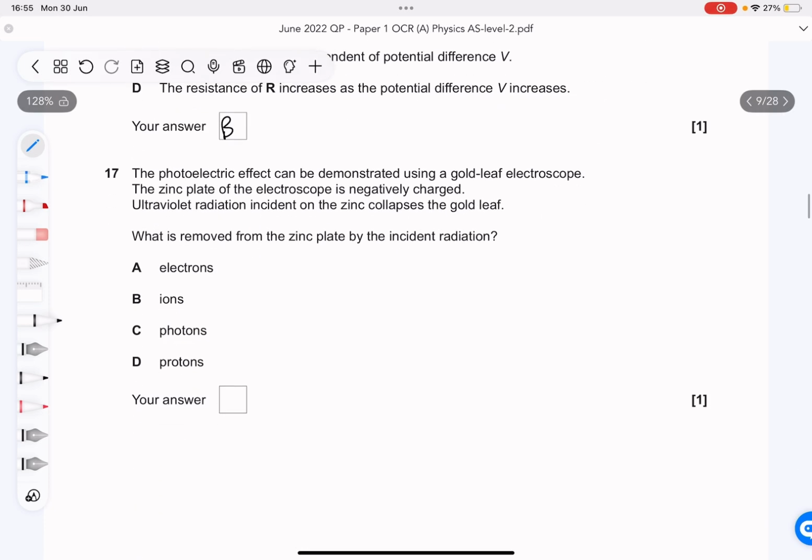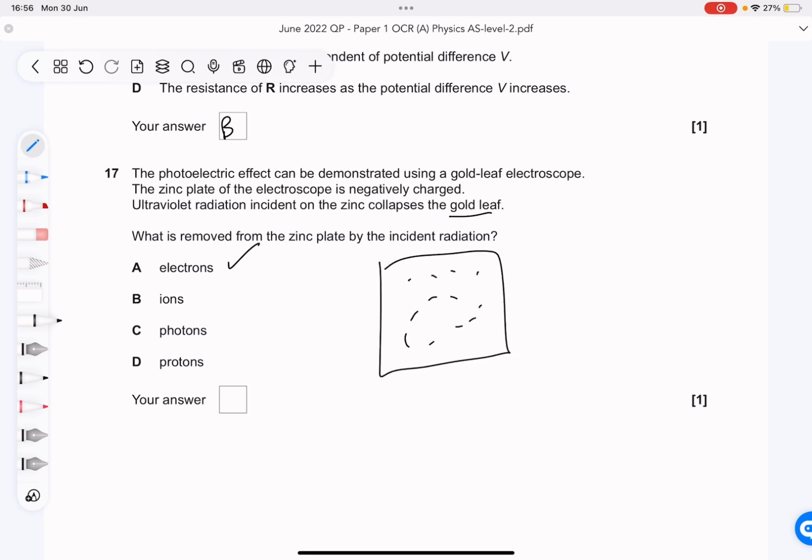Moving on. The photoelectric effect can be demonstrated using a gold leaf electroscope. The zinc plate of the electroscope is negatively charged. UV radiation incident on the zinc collapses the gold leaf. What is removed from the zinc plate by the incident radiation? Electrons, yes, right? It is A. That's just the basic concept of the photoelectric effect. We have electrons on the metal surface. A photon comes in, interacts with one of the electrons, and removes that electron. So the answer is A. It's not ions, it's not photons, because that's what we use to remove the electrons, and it's not protons, right? That's just wrong. So it's A.